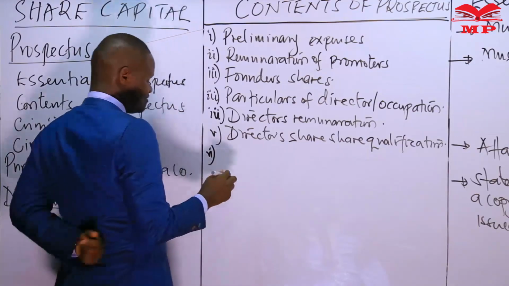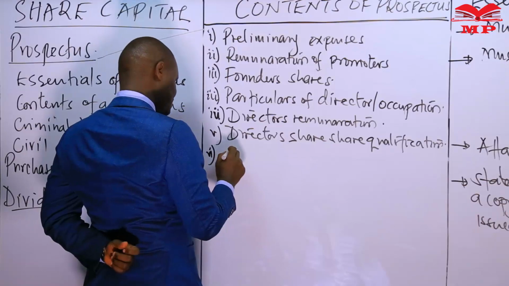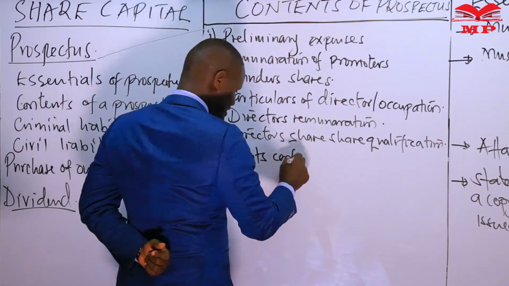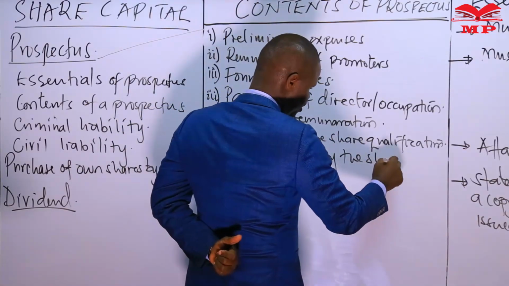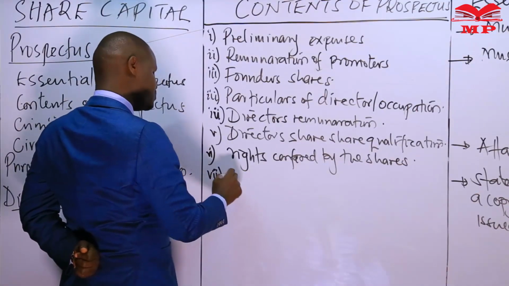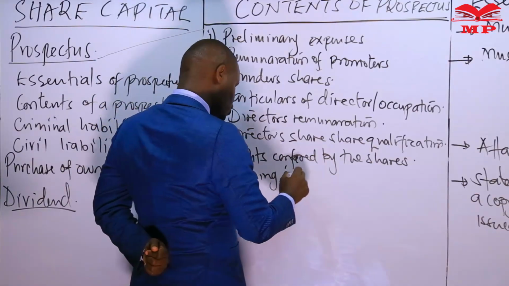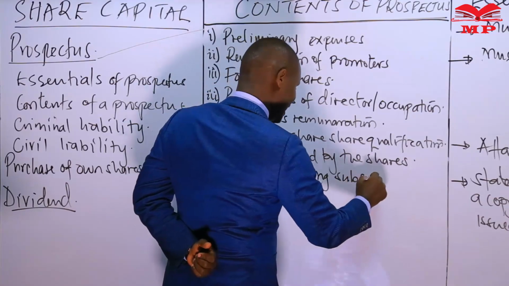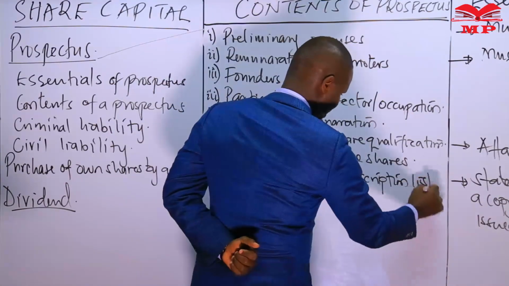You may also have requirements relating to the securities themselves. So the rights conferred by the shares. So we are going to buy shares. What rights do these shares that you are issuing grant us? Opening and closing of subscription lists. So when can we start applying for these shares, and when will they close?